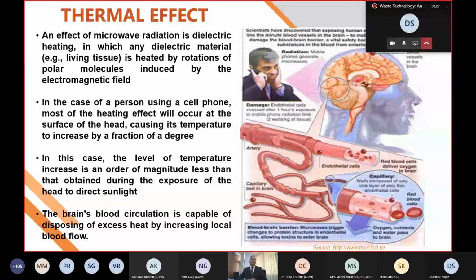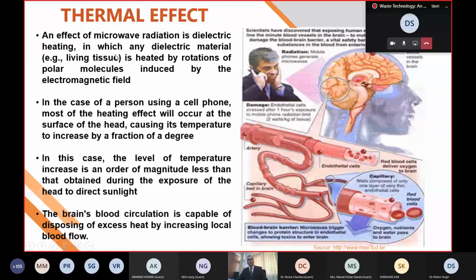So this is the thermal effect. You can see the damages, the effect of microwave radiation. In fact, our microwave oven is also in the same frequency range. It heats the polar molecules induced by the electromagnetic field.